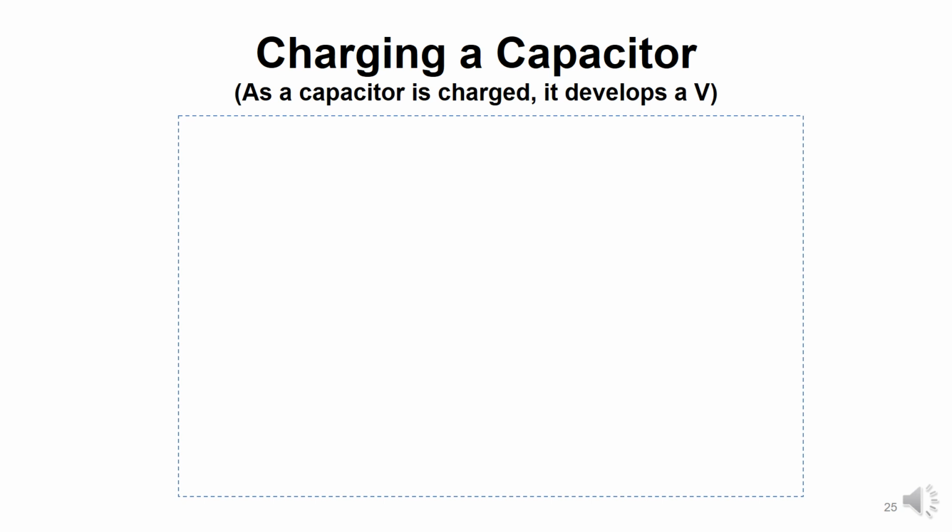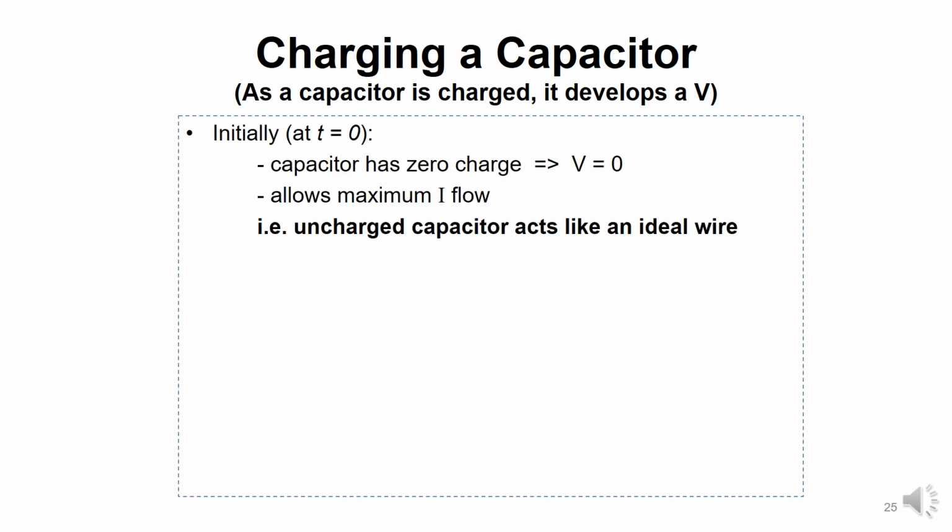We know that as the capacitor is charging, it's developing a potential difference, a voltage. Let's say you turn on the circuit, you close the switch, and you turn on the current. At time 0, immediately when you turn on the switch, the capacitor has 0 charge. Let's assume the capacitor is uncharged, which means it has 0 voltage. That's what is shown on the slide.